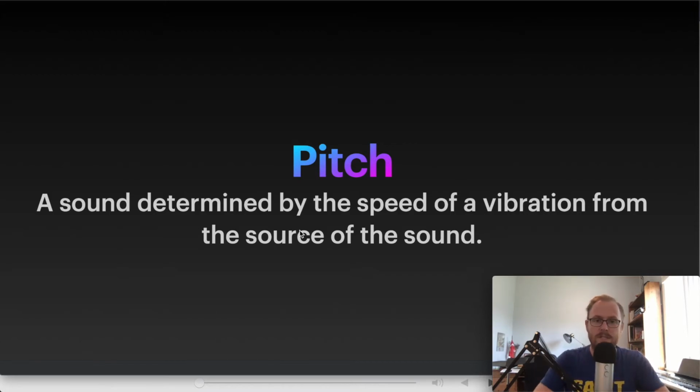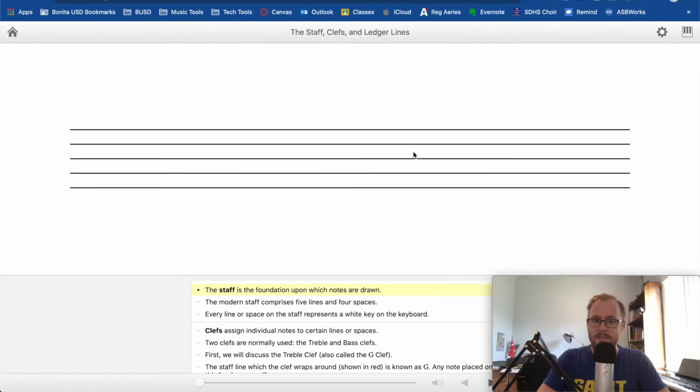So let's look at what that looks like on our staff. So right here, we have a staff. A staff is the foundation upon which all of our music is written. This five-line, four-space staff allows us to demonstrate pitch. The lower on the staff the note is, the lower the pitch. The higher on the staff, the higher the pitch. You'll also notice that we number our lines and spaces from the bottom. So the bottom, we have line 1, space 1, line 2, space 2, line 3, space 3, line 4, space 4, line 5, so on and so forth. So each line and space is named.